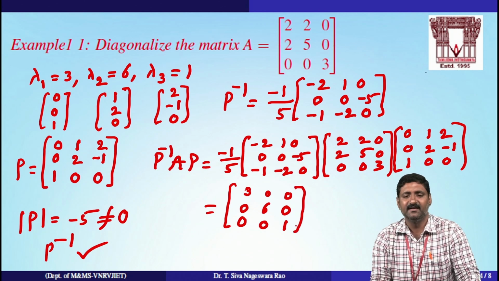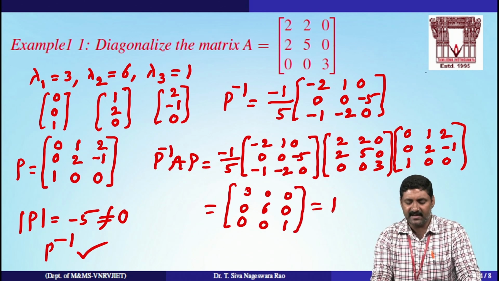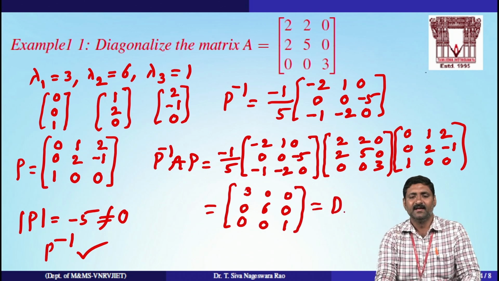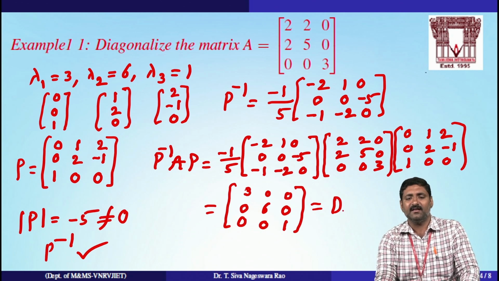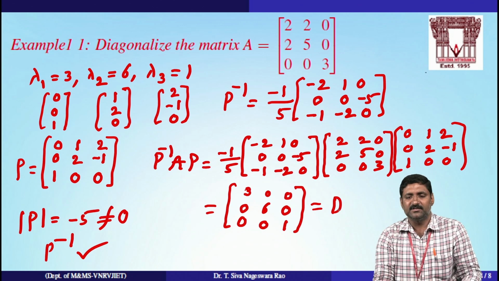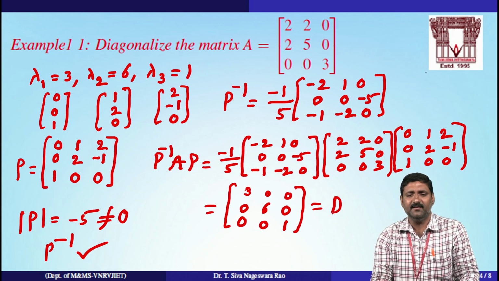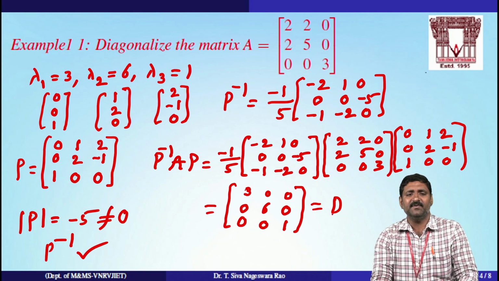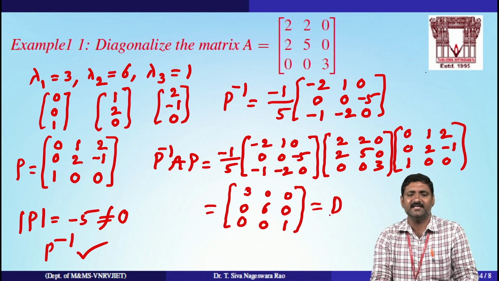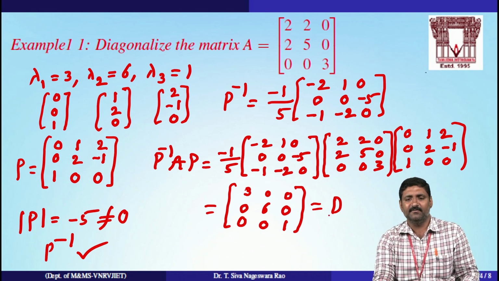This is what I said. The interesting point in this diagonal matrix capital D is that the diagonal elements are the eigenvalues of capital A. So this is called diagonalization of the given matrix capital A. This example is related to a matrix with distinct eigenvalues.